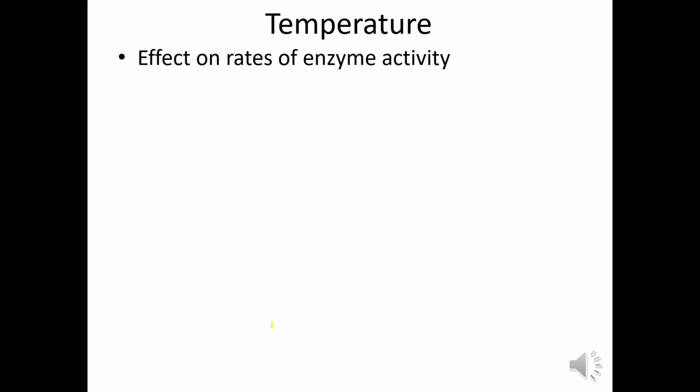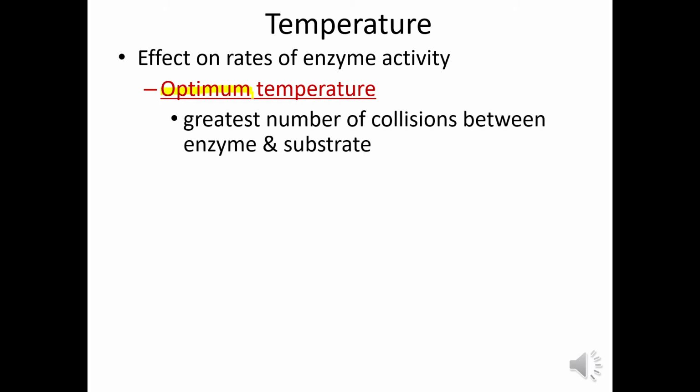Some things that affect enzymes are temperature. There is an optimum temperature. Optimum means best or favorite. This means that the enzyme is able to bounce around as much as possible and touch as many substrates as possible.